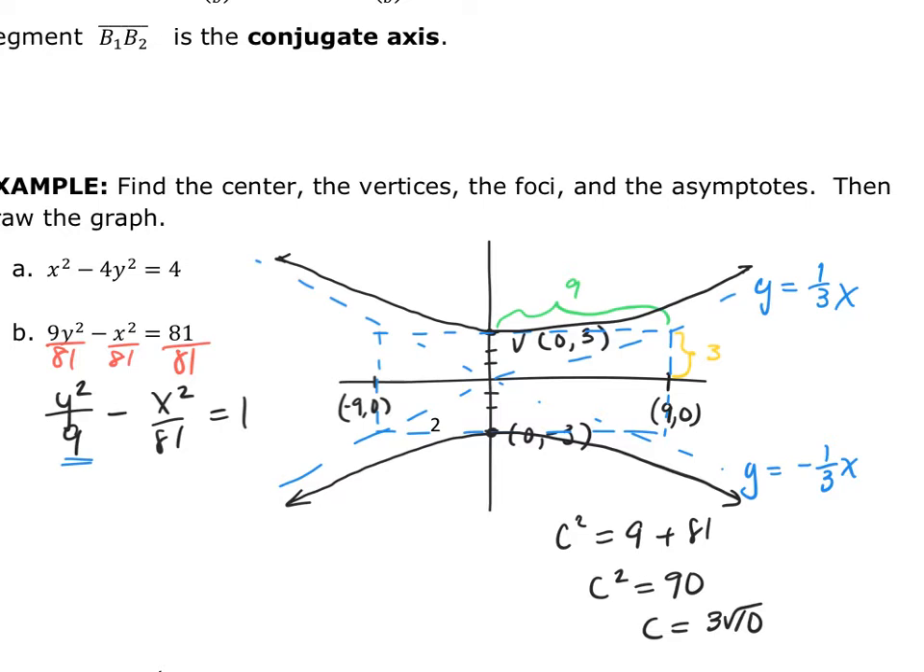Excuse me. So my foci are right here. My foci are at, why is that freaking out on me? As at 0, 3 square root of 10, and here 0, negative 3 square root of 10. Notice I didn't memorize anything. No memorization needed.